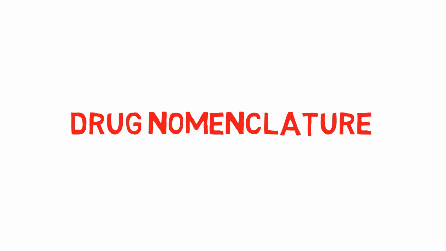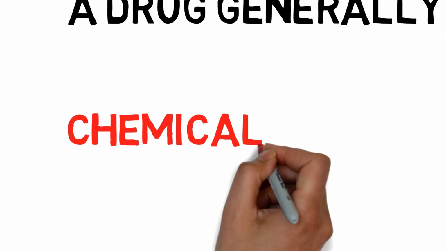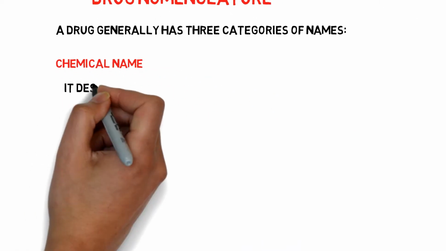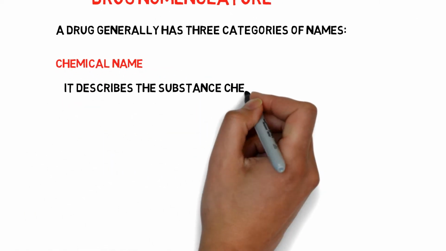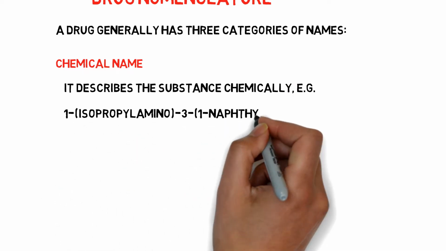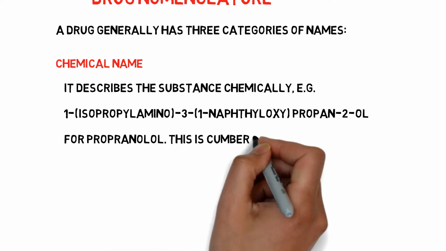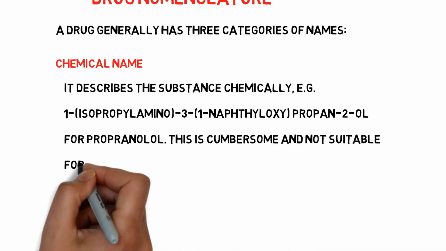Drug nomenclature. A drug generally has three categories of names. First, chemical name. It describes the substance chemically, for example, 1-isopropylamino, 3-(1-naphthoxy), propan-2-ol for propranolol. This is cumbersome and not suitable for use in prescribing.